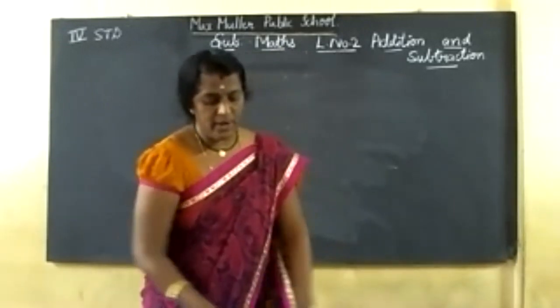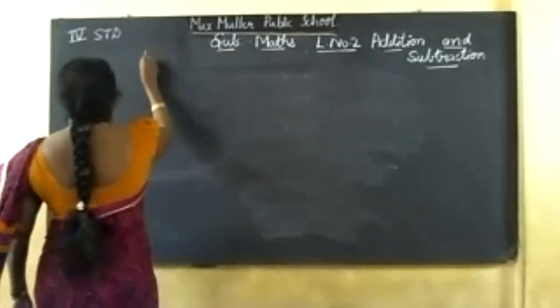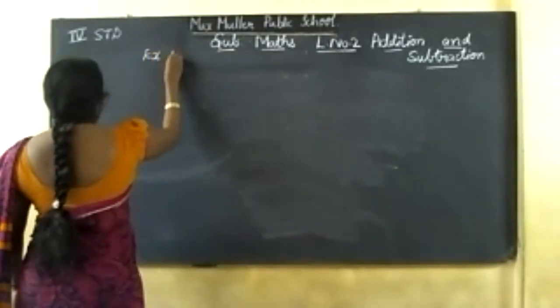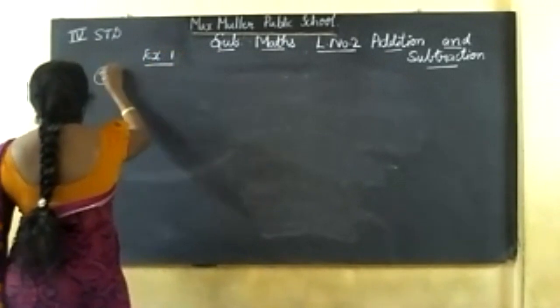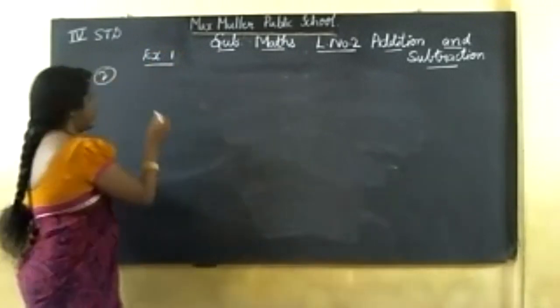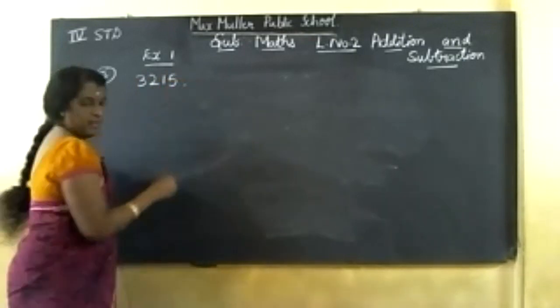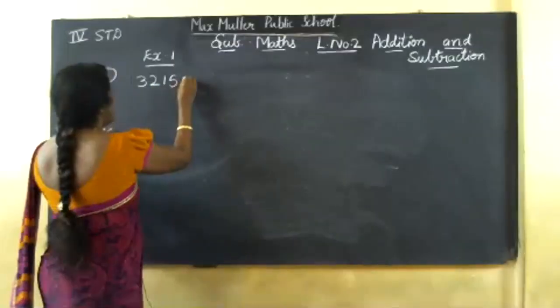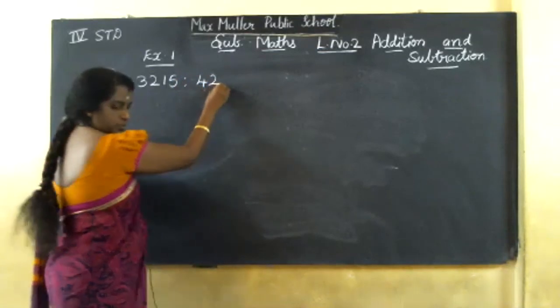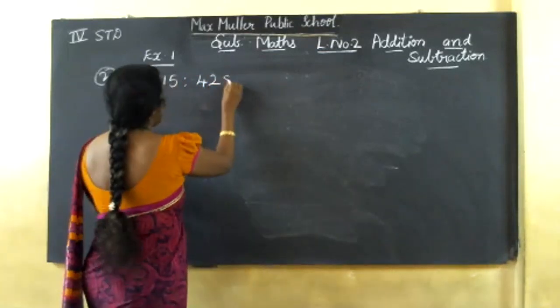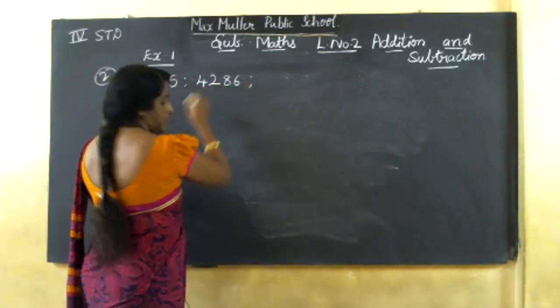Yes, exercise 1 only, second sum. Second sum. Add vertically. See, your question is 3, 2, 1, 5, comma, 4, 2, 8, 6, comma.